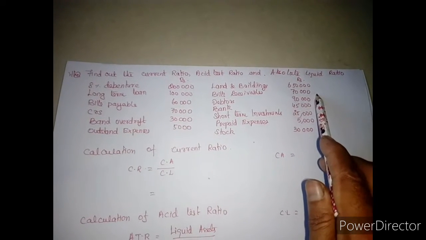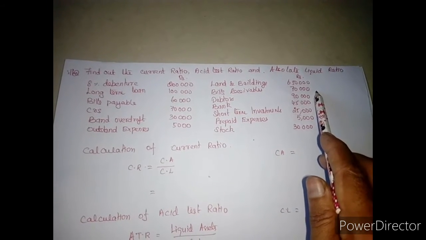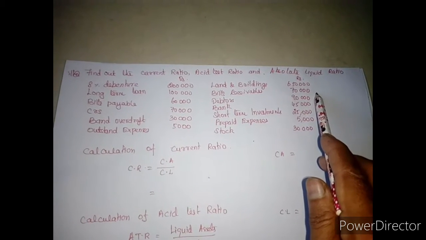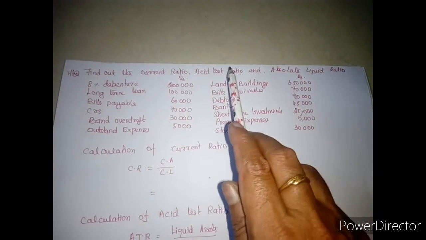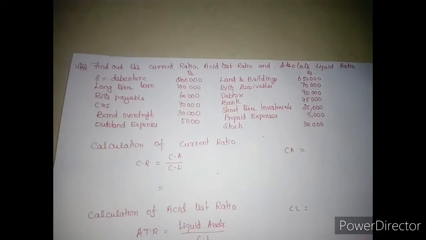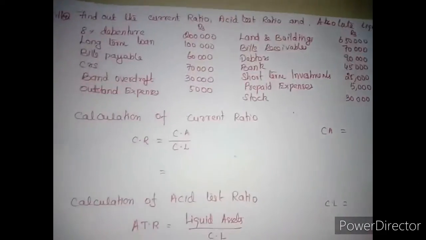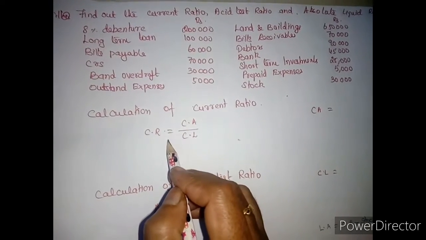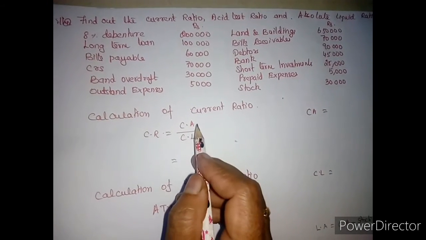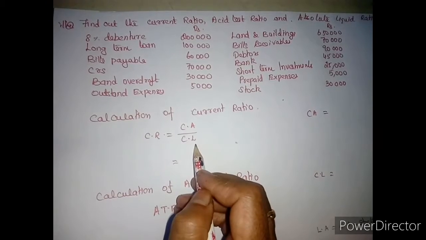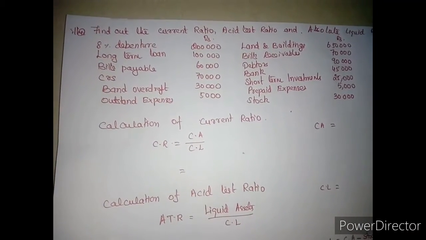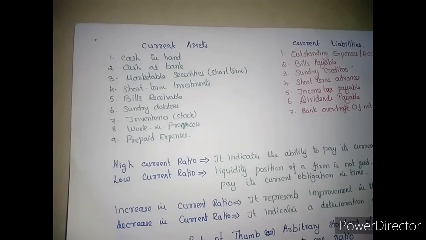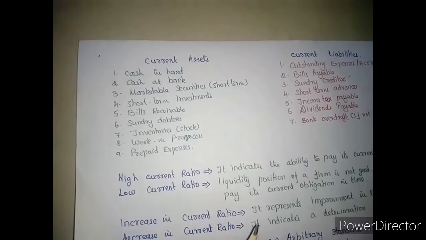Sometimes it may ask to calculate or find out the liquid ratios. At that time we have to do current ratio, acid test ratio, absolute liquid ratio. We have to see them one by one. First we are going to see the current ratio. Current ratio equals current asset divided by current liability. What are the current assets and current liabilities? We already studied that in the 11th standard itself.